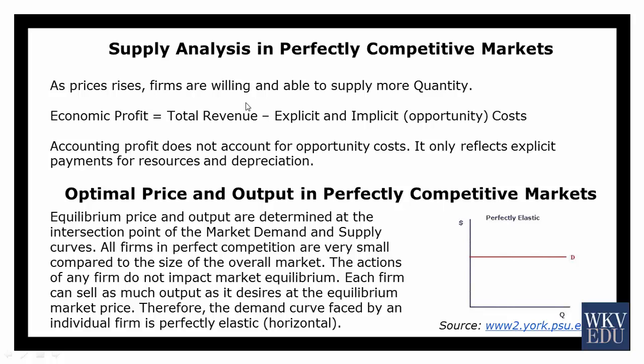Economic profit equals total revenue minus explicit and implicit costs. Implicit costs also include opportunity cost. The accounting profit that we talk of does not account for opportunity cost. It reflects only explicit payments for resources and items such as depreciation and amortization.